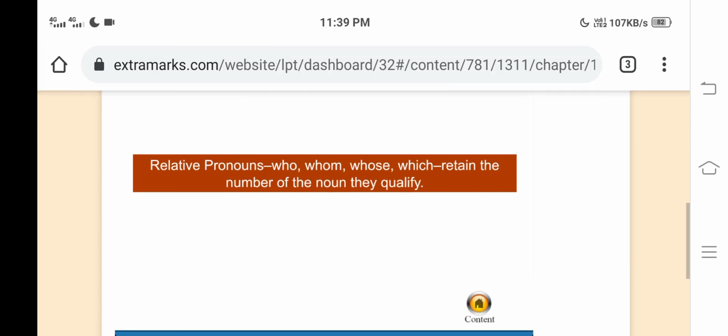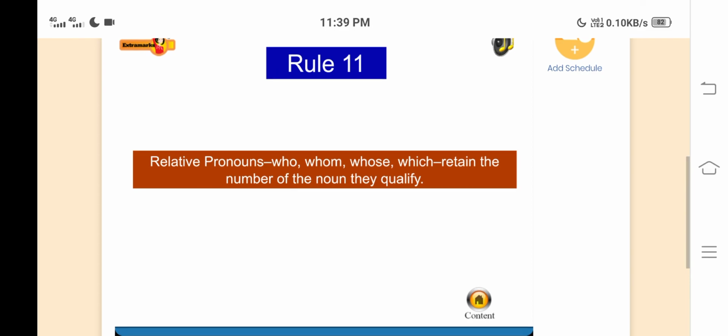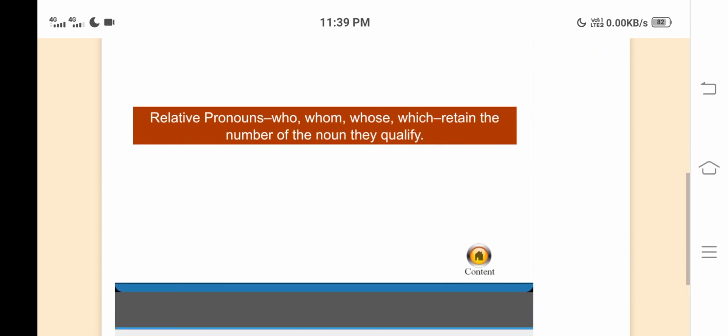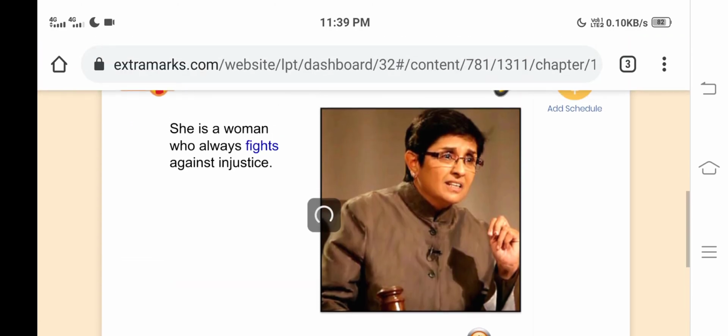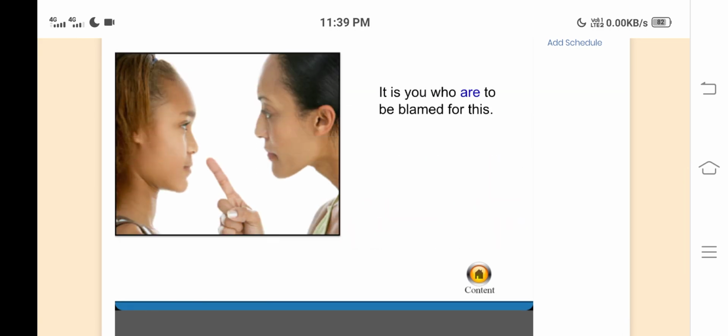Rule number 11. Relative pronouns who, whom, whose, which retain the number of the noun they qualify. Examples: She is a woman who always fights against injustice. It is you who are to be blamed for this. The relative pronoun who is singular if the preceding noun is singular and plural if the preceding noun or pronoun is plural.